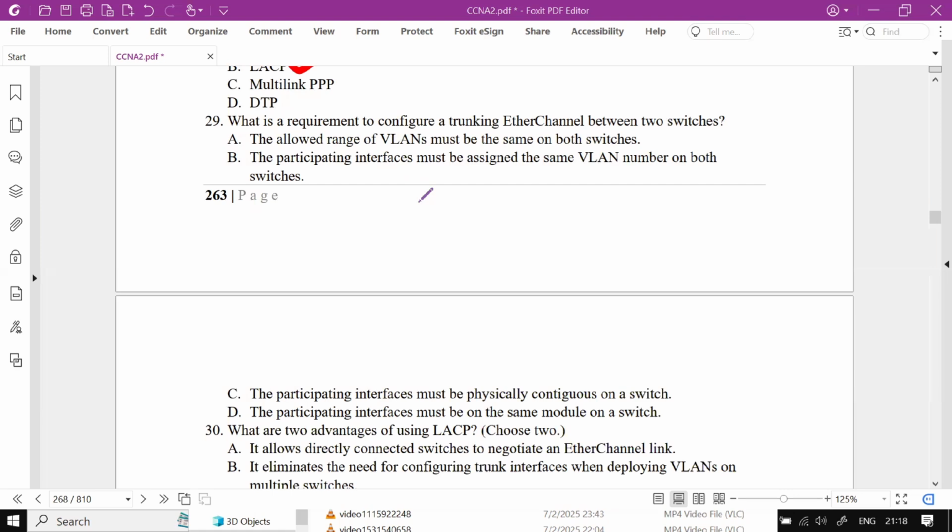I'm going to try to explain the commands to configure EtherChannel. The allowed range of VLANs must be the same on both switches. That's a requirement for EtherChannel. This can be an answer. Participating interfaces must be assigned the same VLAN number on both switches.